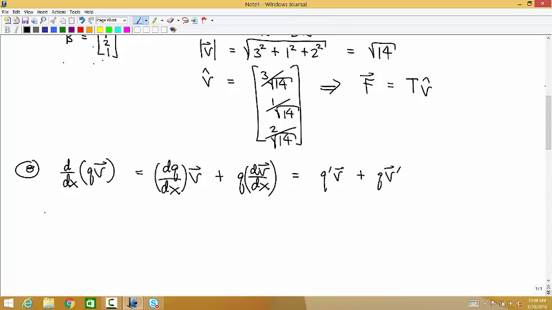And then same idea with 9. Those are functions of t. So d/dt of u cross v is u dot cross v plus u cross v dot.